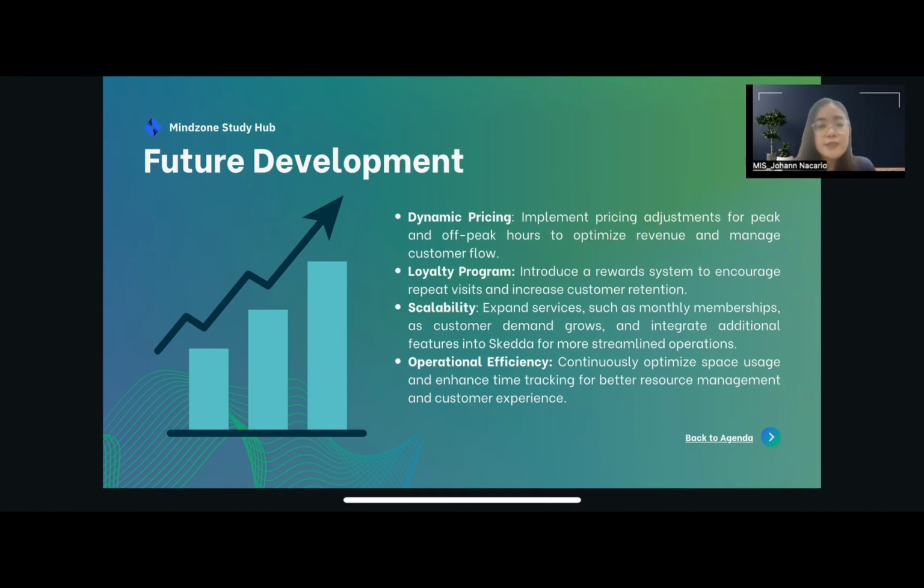Third is the scalability, or to expand services such as monthly subscriptions as customer demands grow and integrate additional features into SCADA for more streamlined operations. And lastly, the operational efficiency, which is to continuously optimize space usage and enhance time tracking for better resource management and customer experience.